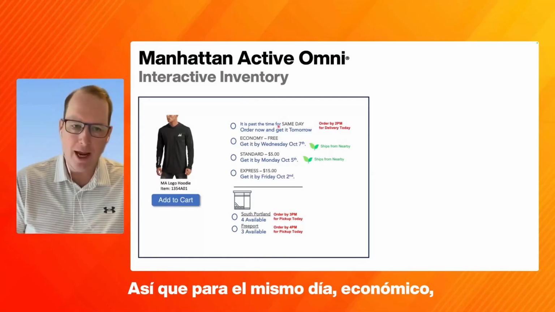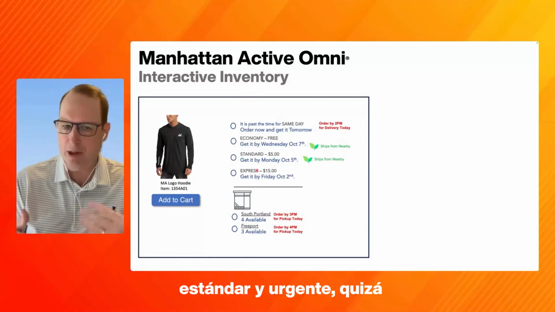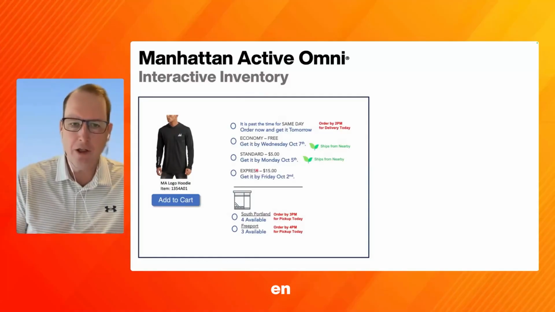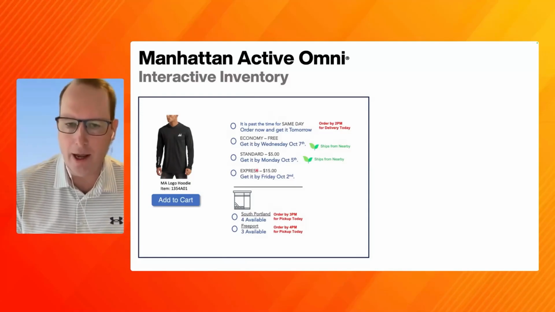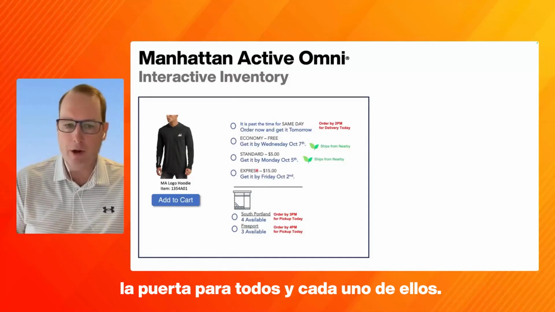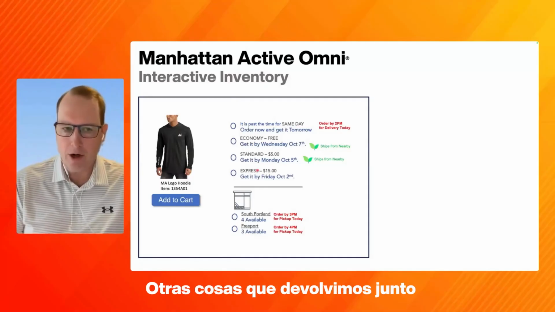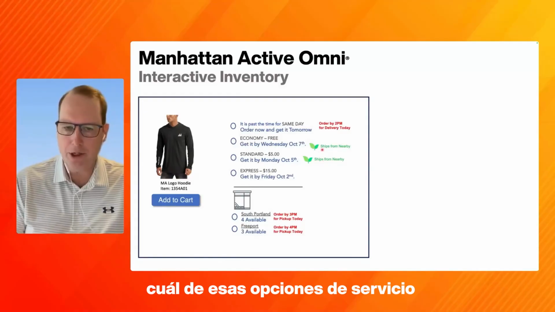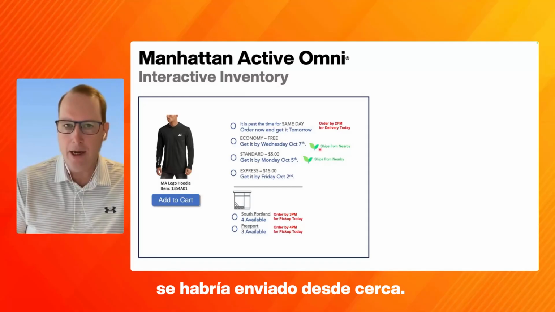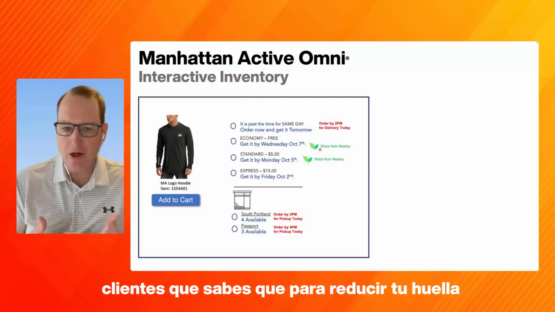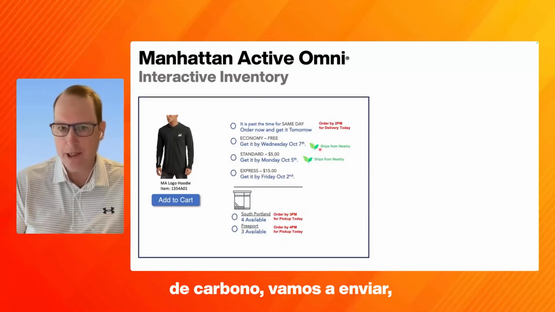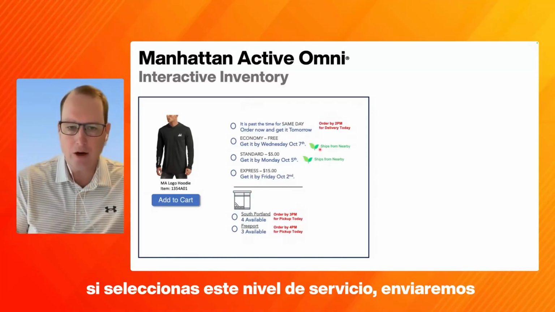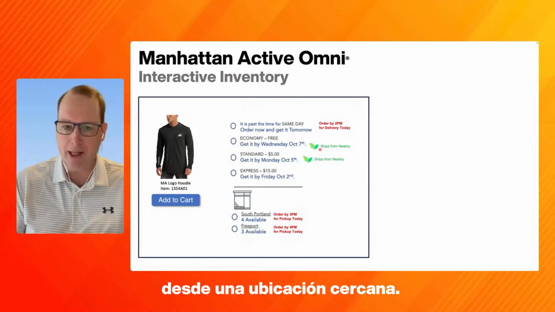are. So for same day, economy, standard, and express, maybe those are my service levels. The service returned the deliver to the doorstep date for each and every one of those, right? Some other things we returned along with that service call is we say, which one of those service options would have shipped from nearby? So if you want to present to your customers that, to reduce your carbon footprint, we're going to ship, if you select this service level, we will ship from a nearby location.